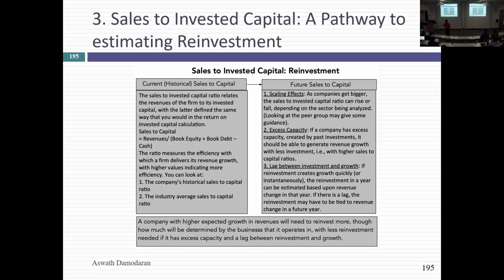If you're in retailing, as you scale up, your sales to capital ratio is probably going to be pretty stable because you open more stores. But if you're an online retailer, it might turn out that as you get larger, you can deliver the same revenues with less invested capital.